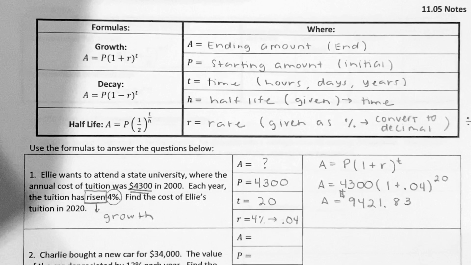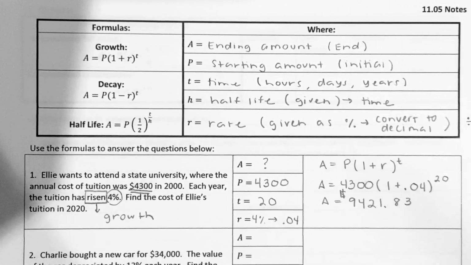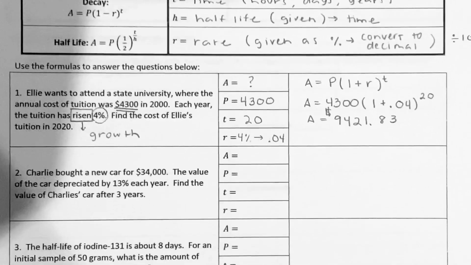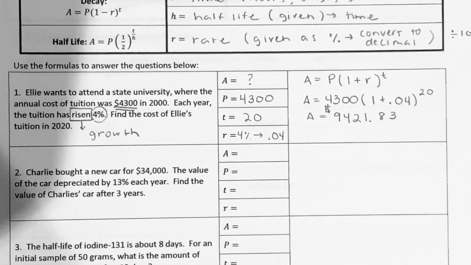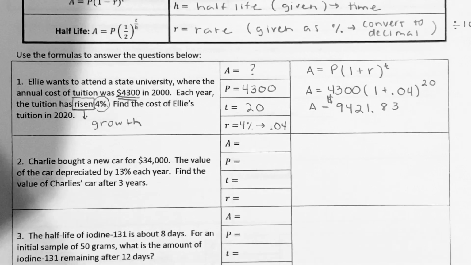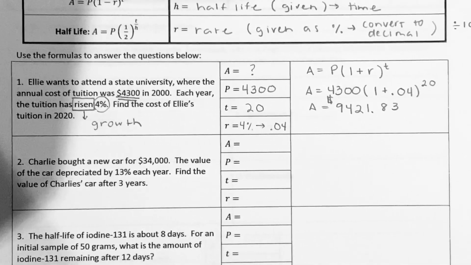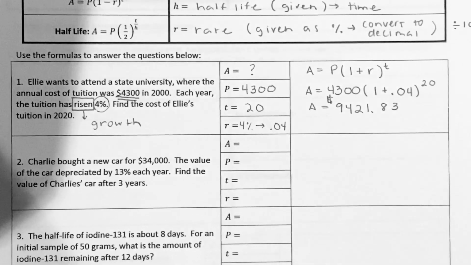The next problem: Charlie bought a new car for $34,000. The value of the car depreciated by 13% each year. So the car depreciated by 13% each year. Find the value of Charlie's car after 3 years.